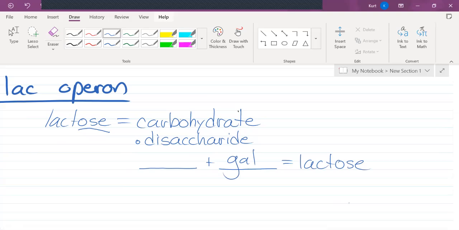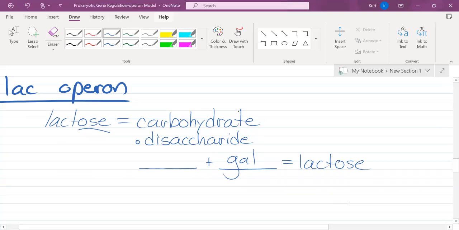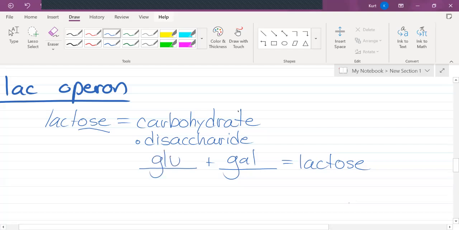What's the other one? No, not fructose. That is a monosaccharide, but not fructose. Jasmine? No, sucrose is another disaccharide. That's glucose plus fructose, right? No one said amylose. Amylose is a polysaccharide. That's starch. Riley? Glucose. Jasmine, you said glucose and you said not glucose. Should have got the first answer. It was glucose. Yeah. It's glucose and galactose.